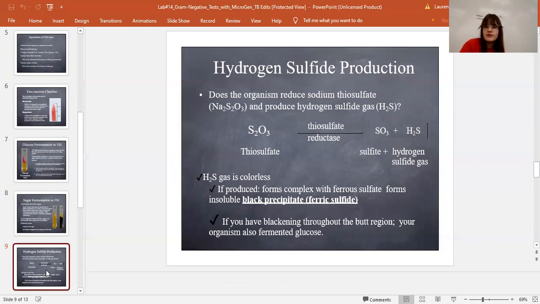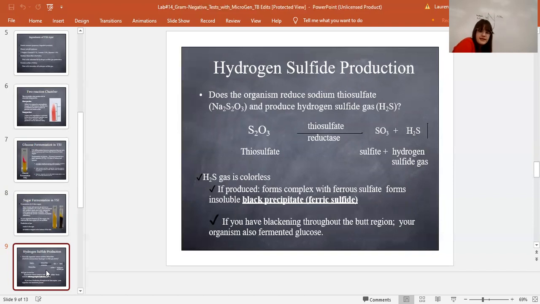Why thiosulfate reductase? Remember that anything with the -ase is an enzyme, right? It gets reduced and we have sulfite and hydrogen sulfide gas. It is usually colorless, but because we added that ferrous sulfate, it forms an insoluble black precipitate, ferric sulfide, okay?